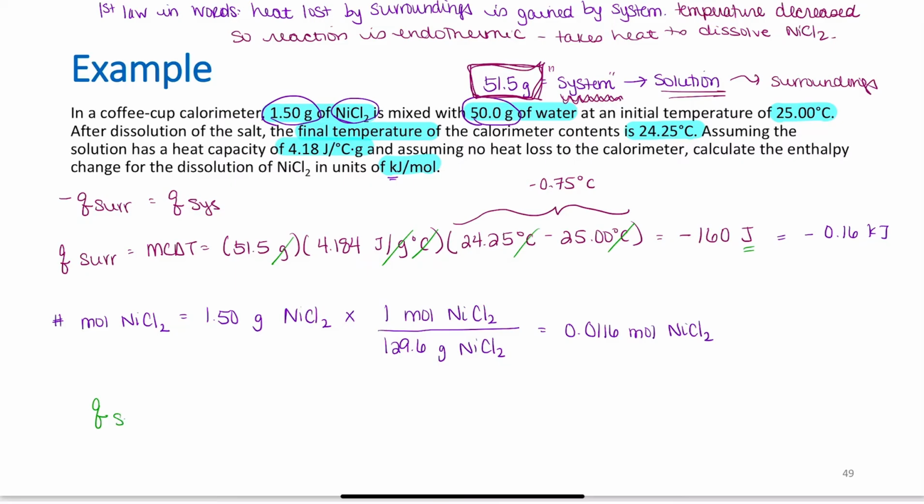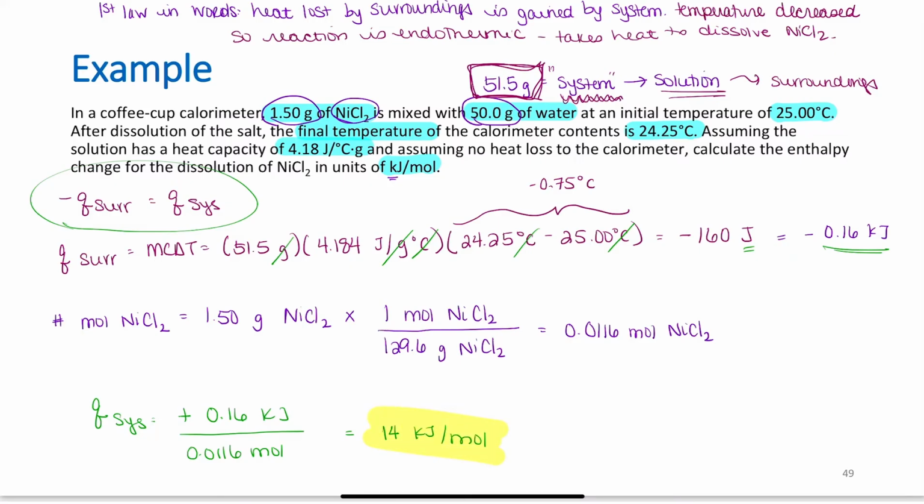Now, my Q of my system. I know my Q of my system is opposite of my surroundings, and this is surroundings because I can measure my solution, which is my surroundings. Positive 0.16 kilojoules divided by 0.0116 moles gives me 14 kilojoules per mole. So the enthalpy change for the dissolution of nickel chloride in units of kilojoules per mole is 14 kilojoules per mole.